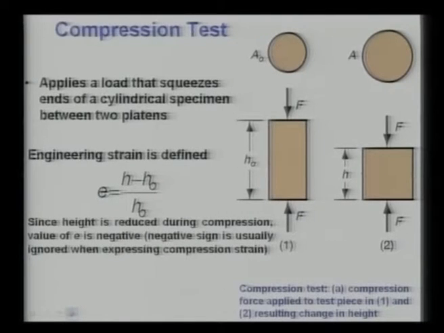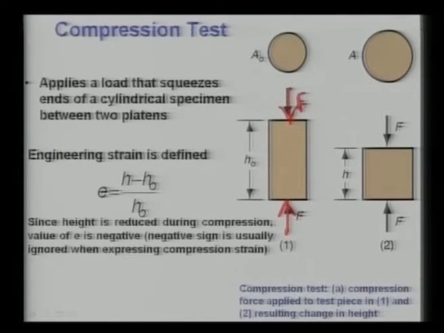Now coming to the compression test. As I mentioned earlier, it essentially means that you are squeezing with the application of some force from both the ends, and an equal amount of force is applied from both the ends. This is the initial state of the sample, and this is the final state of the sample. What you see is that its cross sectional area increases from A naught to A, and its height H naught decreases to H, as a result of the compression test.